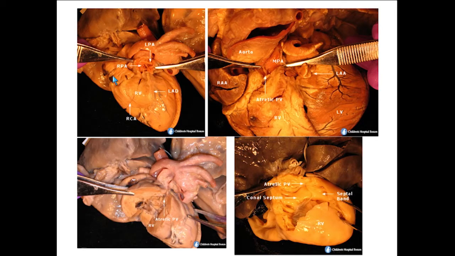This is a hypoplastic right ventricle, outlining the distribution of the left anterior descending coronary artery and the right coronary artery. The main pulmonary artery is incised to display the origin of the right pulmonary artery and left pulmonary artery. Main pulmonary artery is open. The atretic pulmonary valve totally occludes the connection from the right ventricle to the main pulmonary artery and dilated aorta.